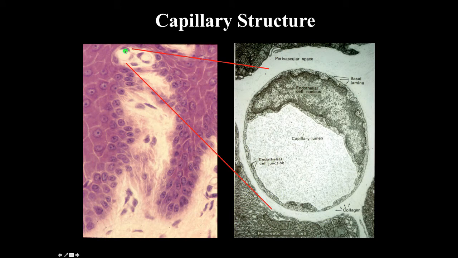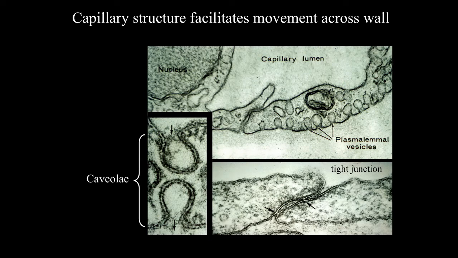Here's a capillary, probably at the dermal-epidermal junction in the skin, at a higher magnification. You can see the capillary lumen, very attenuated portions of endothelial cells. There's perhaps one endothelial cell like this, coming around with its cell nucleus, and then another profile of an endothelial cell here. You can see the basal lamina around the endothelium. Capillary structure is going to facilitate movement across the wall of the capillaries.